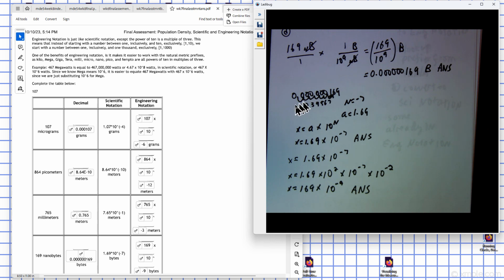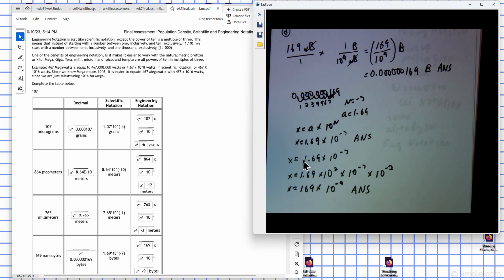Then they want it in scientific form, so I shift my decimal point so it's between 1 and 10. And I'm shifting it 7 times, so I have a -7 there. And my A is 1.69. And I plug it in here for my A and N. And there it is in scientific notation.